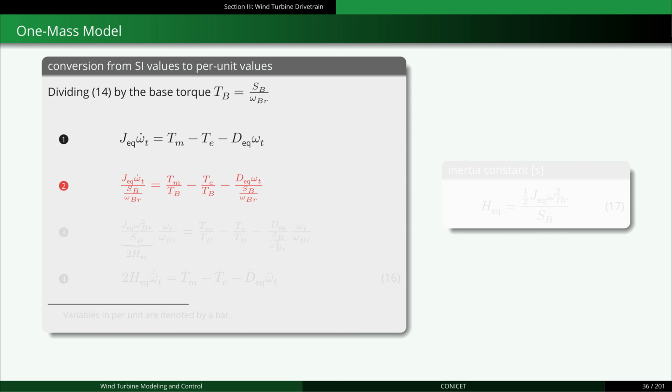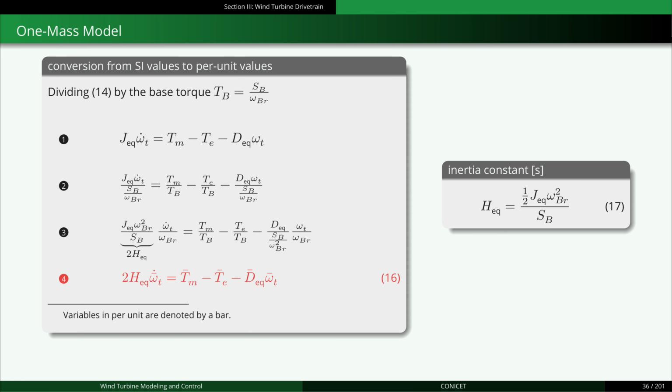First, we divide Equation 14 by the base torque. Then, by rearranging the parameters and defining the inertia constant, we obtain the dynamics of the one-mass model in the per-unit system. In this equation, all parameters and variables are expressed in per-unit values. The inertia constant is an important concept that denotes the moment of inertia in the per-unit system.